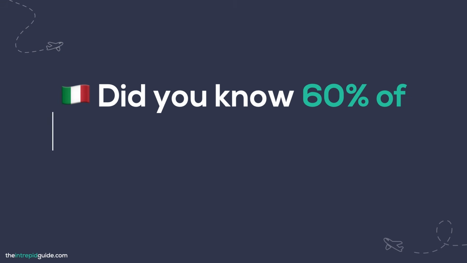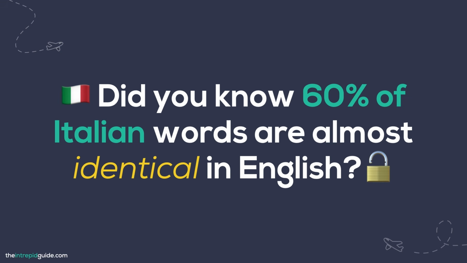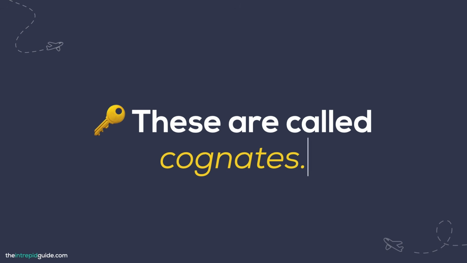Now one of the biggest problems that slows down learners is trying to learn and memorize thousands of words. But there is a shortcut. Did you know that 60% of Italian words are almost identical in English? And all you need are a few simple patterns that transform these English words into Italian in just a couple of seconds. Now these are called cognates.